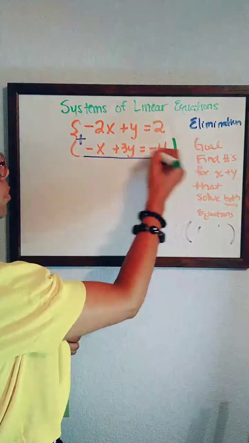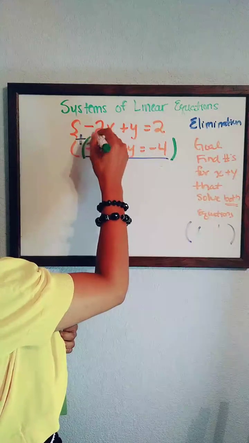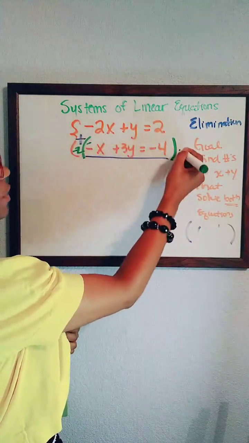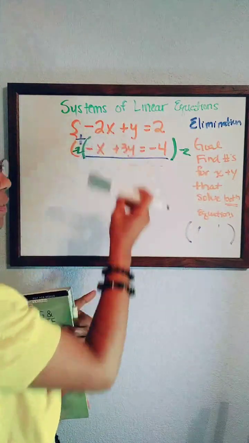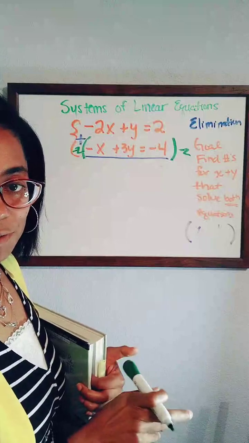So I'm going to multiply this second equation by a negative 2. Everything is going to get multiplied by a negative 2. Does everybody understand why we're multiplying by a negative 2?